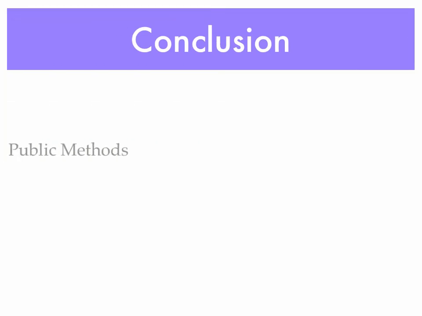So as we conclude, we want to remember that if a class has public methods, those methods may be called from outside that class. If the methods that I am calling are static, I need only use the name of the class in which they reside, a dot, and then the name of the method itself.